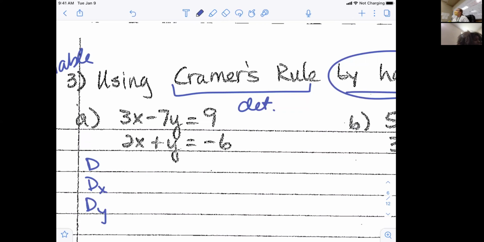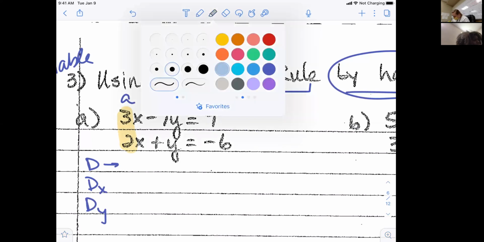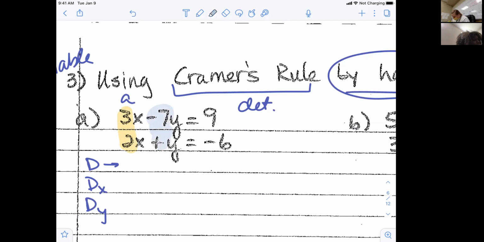There are going to be three different matrices. So D, without any subscript, is if I take just the normal coefficient matrices. I'm going to call them A. The coefficients in front of X are A. And then the coefficients in front of Y are B. So my D is finding the determinant of the matrix with A as my first column and then B as my second column.